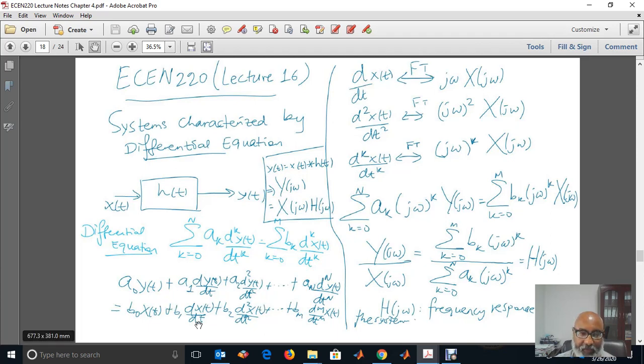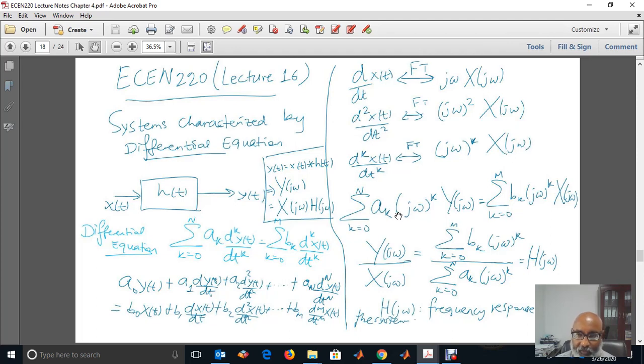Now to change the differential equation to the frequency domain, we use this relation. This is from the properties of the Fourier transform that we studied in the previous lecture. The derivative of x of t is j omega times X(j omega). The second derivative of x of t is (j omega) squared times X(j omega). The k-th derivative of x of t is (j omega) to the power of k times X(j omega). For example, if k is 0, it is the zero derivative, which means no derivative, so (j omega) to the power of 0 is 1, so it will be X(j omega).